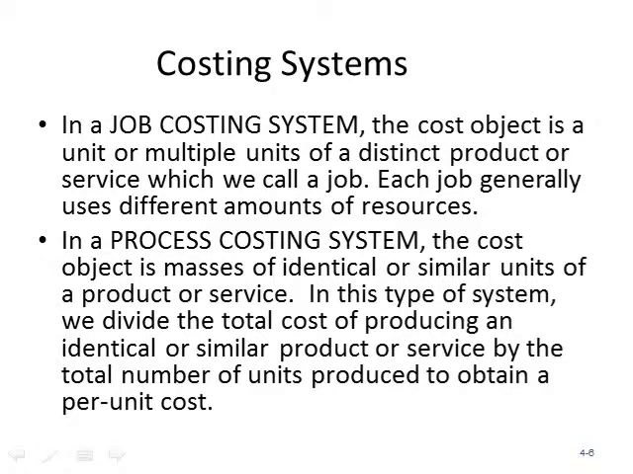In a process costing system, the cost objective is masses of identical or similar units of a product or service. In this type of system, we divide the total cost of producing an identical or similar product or service by the total number of units produced to obtain a per unit cost. Think in terms of I manufacture paint, and I manufacture millions of gallons of paint each month. I don't use job costing to cost each gallon of paint. I use process costing to determine what my cost per lot is, or chemicals are another good example of that. So these are the 2 different types of costing systems that are in existence.